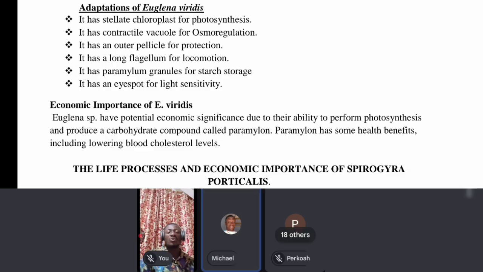There are no known health implications about them for now. What we know is that their economic importance is to serve as food, take out carbon dioxide, bring in oxygen for other organisms, and even the carbon compound that they produce, paramylon, can be used to lower cholesterol levels. So this ends our study on Euglena viridis.